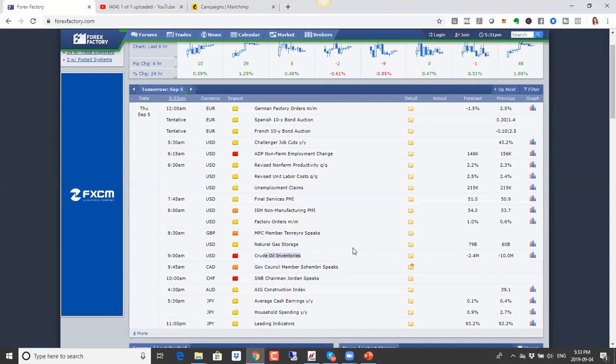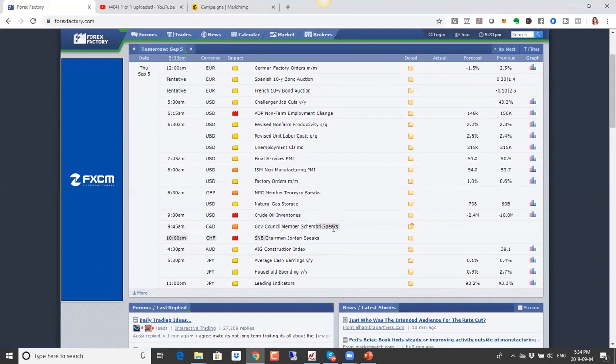So if the crude oil inventories come in as a drawdown, that will be positive for the Canadian dollar as well as the oil. However, if we see a buildup in the inventories, that would be negative for the oil as well as the Canadian dollar. So we need to keep that in mind. And then we have the Swiss National Bank chairman speaking here, which will have an impact on the Swiss franc. Other than that, in the Asian session, we'll have the cash earnings and household spending numbers from Japan, and these can have an impact on the Japanese yen. So something to pay attention to.